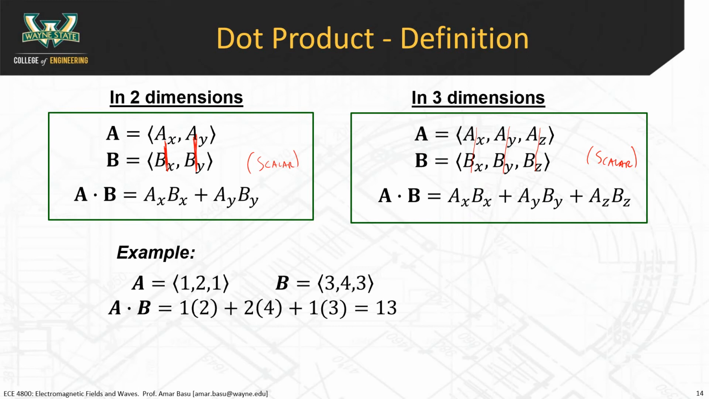But let's look at a simple example here. We have a vector A equal to (1, 2, 1) and B equal to (3, 4, 3). For the dot product, you multiply 1 and 3 together, you multiply 2 and 4 together, and you multiply 1 and 3 together, and you add all those things together. So 1 times 3 plus 2 times 4 plus 1 times 3 is equal to 14. And that is the dot product of A dot B.